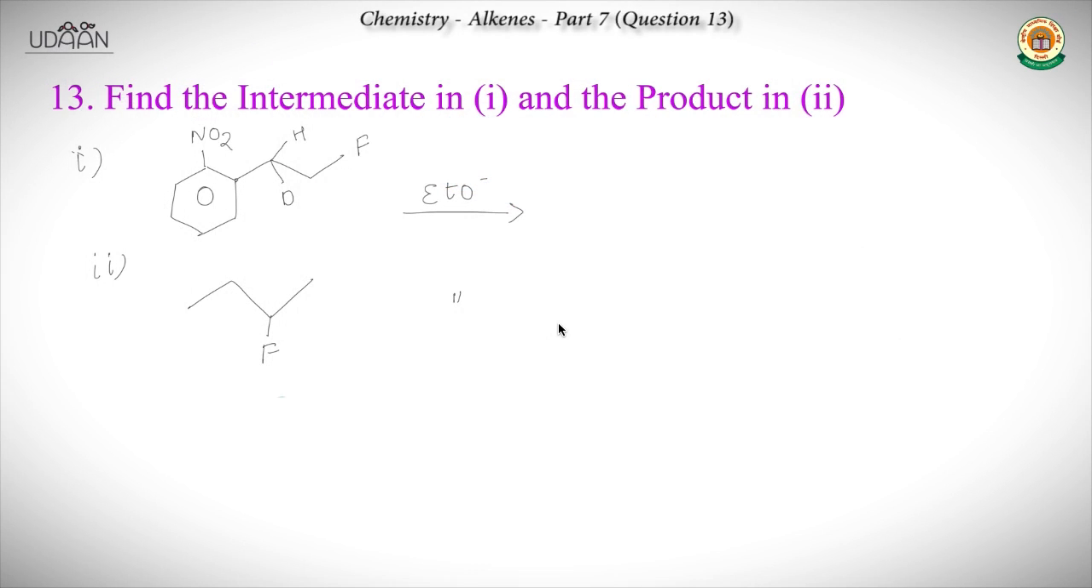Find the intermediate in 1 and the product in 2. Let's go for it. So, first look at the reagent, which is EtO minus, sodium ethoxide ion, and you have alkyl halides here. So, just in a straight way we can say that since E2 is a concerted step, for 1 you have no intermediate, and for 2, following Saytzeff rule, you'll have this one. It's very easy thing, right?